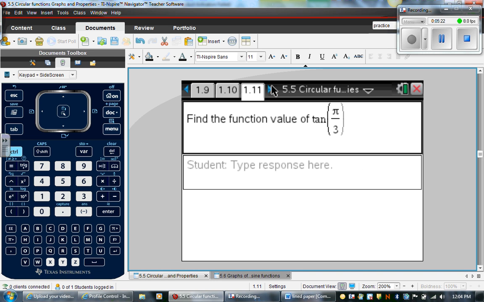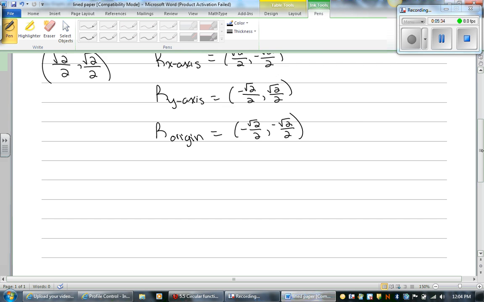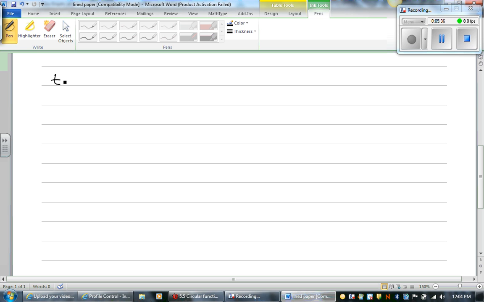Okay, so we're going to find the function value at pi over 3. Now, pi over 3, we know is the same as 60 degrees. Okay? So, we know at 60 degrees, or pi over 3 radians, which is about here, we have the point 1/2, square root of 3 over 2. Okay, and again, you should have that memorized.